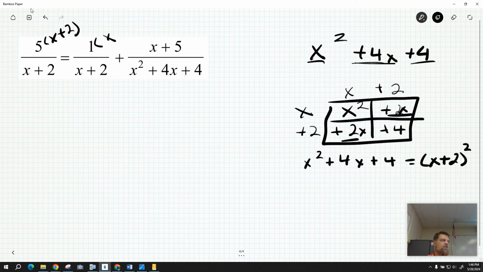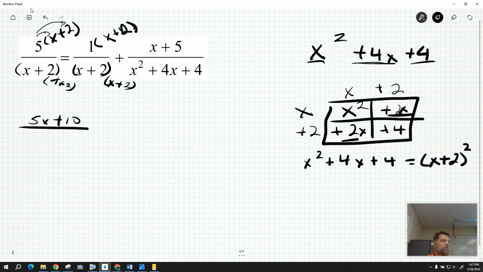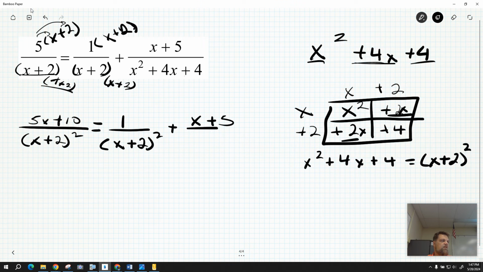And so what I really need to do is I need to multiply the top and bottom of these fractions by x plus 2, and I also need to multiply the bottom of these fractions by x plus 2. So this first one, when I distribute the 5 through, I get 5x times the 2 is plus 10 all over x plus 2 squared, because that's what that is. This times this is x plus 2 squared. 1 times this stuff is just 1 all over x plus 2 squared plus x plus 5 all over x plus 2 squared.